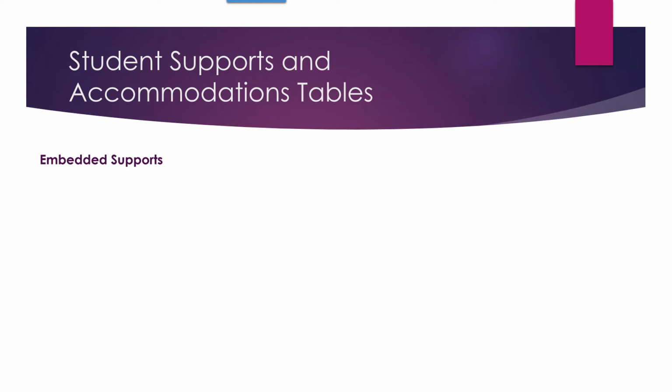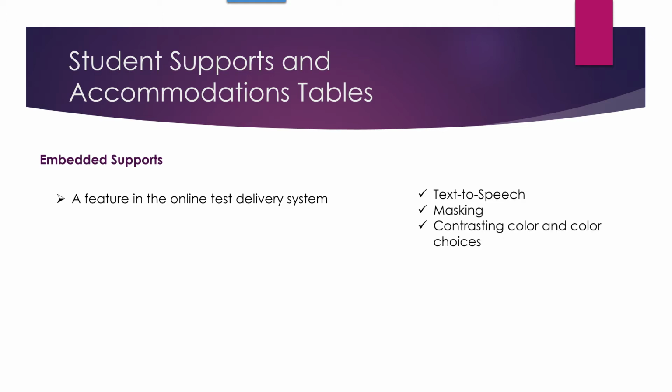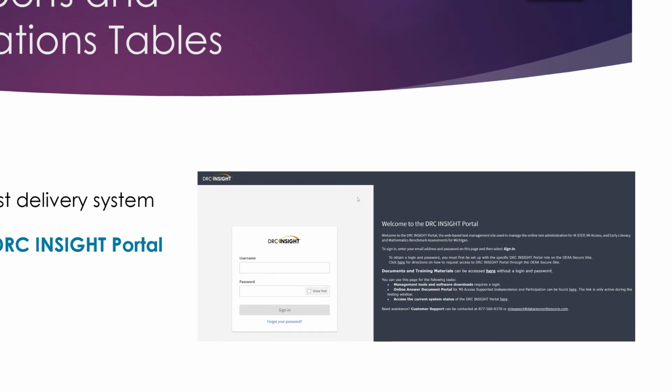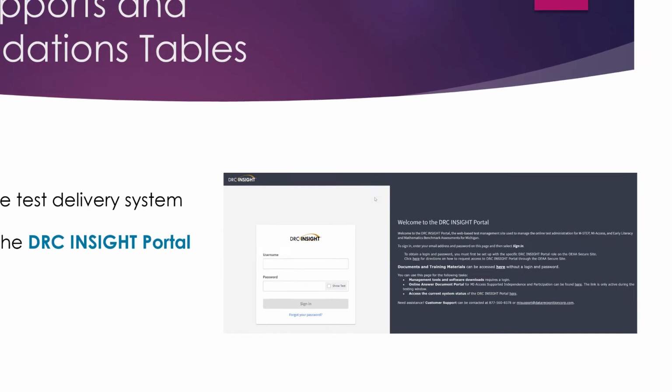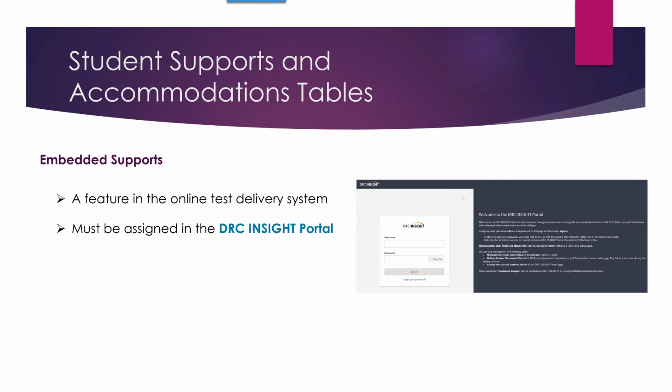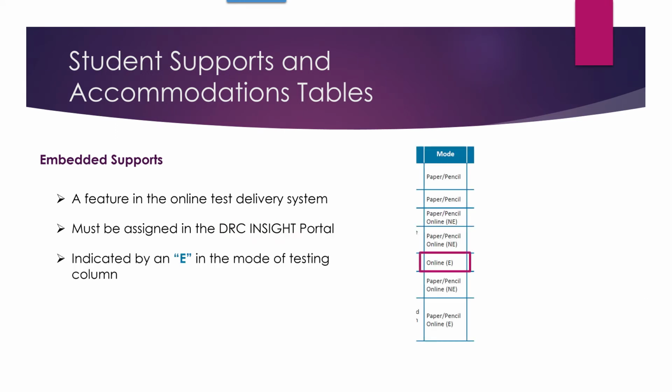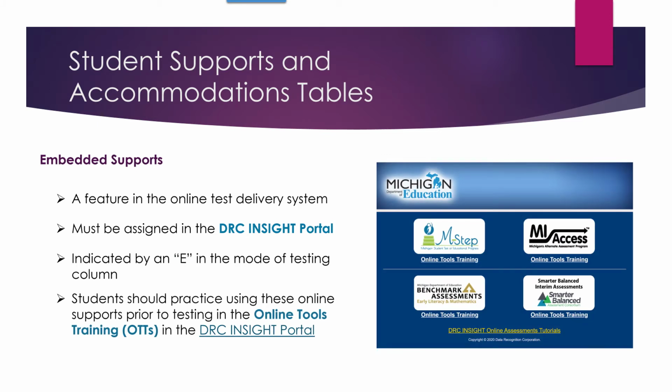Embedded supports are a feature of the online test delivery system. Examples include text-to-speech, masking, contrasting colors or color choices, and video sign language, to name a few. The embedded supports must be assigned in the DRC Insight Portal, or WIDA AMS, prior to generating test tickets for the students at the time of testing, and are indicated by an E in the mode of testing column. Students should practice using these online supports prior to testing in the Online Tools Training, or OTTs, in the DRC Insight Portal.